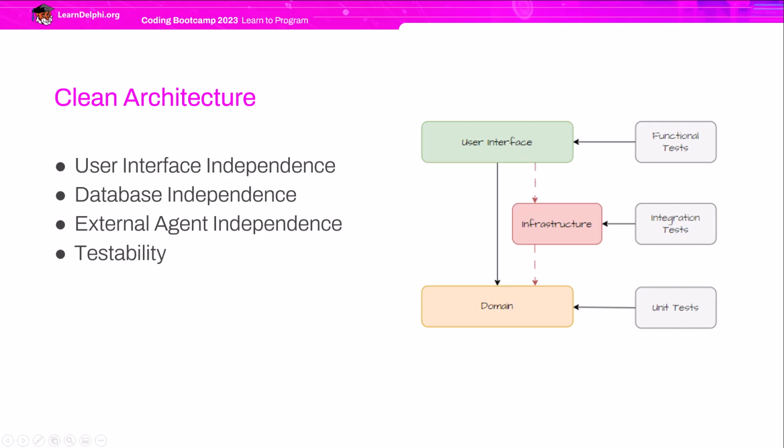This diagram shows the layers of an application created with clean architecture. Note that the domain layer does not depend on any other layer, allowing unit tests to be created without external dependencies. External dependencies should be in the infrastructure layer, where integration tests will be performed, and in the user interface layer, functional or end-to-end tests are conducted.